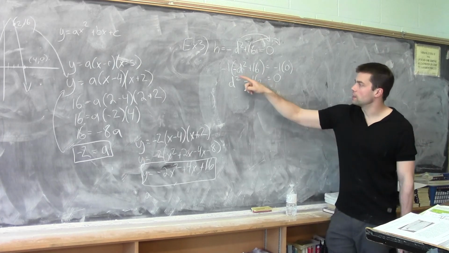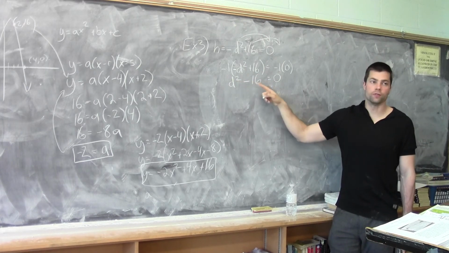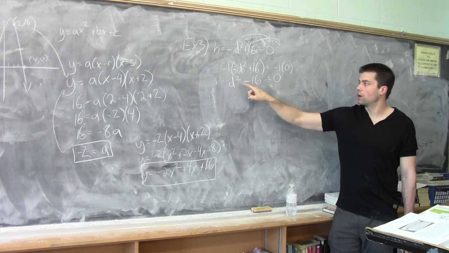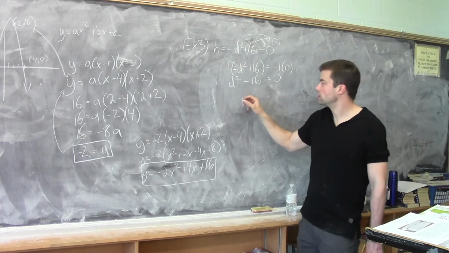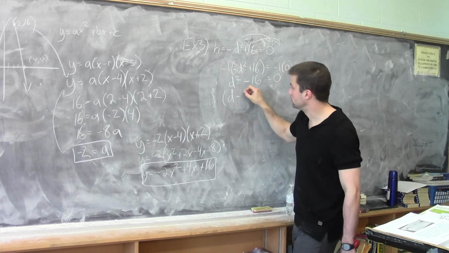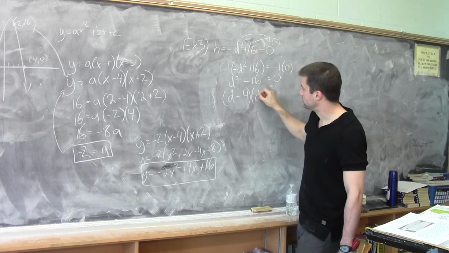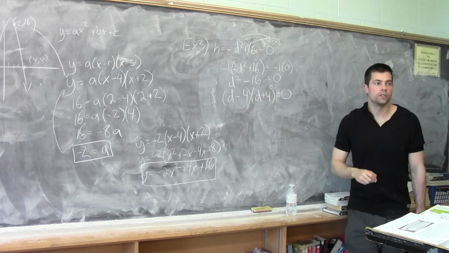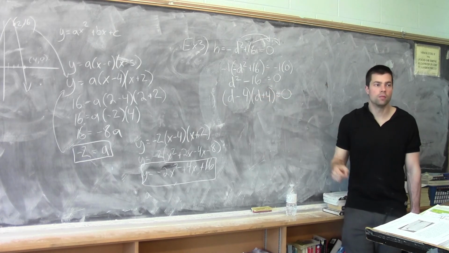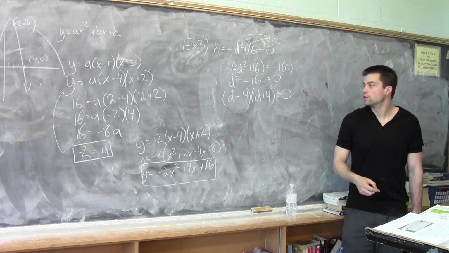No, because we need to get it into this form. This is called difference of squares, right? Because it's a perfect square minus another perfect square. So that's what we want. This is what Michael had mentioned. Now we can factor this to d minus 4, d plus 4 equals 0. Does everyone understand that, from this step to this step? That was one of the shortcuts we learned.